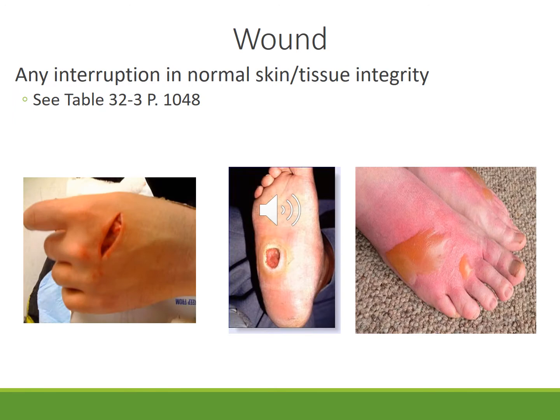So a minute ago, I was talking about how any disruption in skin, such as body piercing, would be considered a wound, and that is pretty much the definition of a wound. It's any interruption in normal skin and tissue integrity. There's a great table in the book. I've listed the page number here, and it talks about the different types of wounds. In the next few slides, we're also going to go over that and show some pictures. But just be aware, any interruption in normal skin tissue would be considered a type of wound.